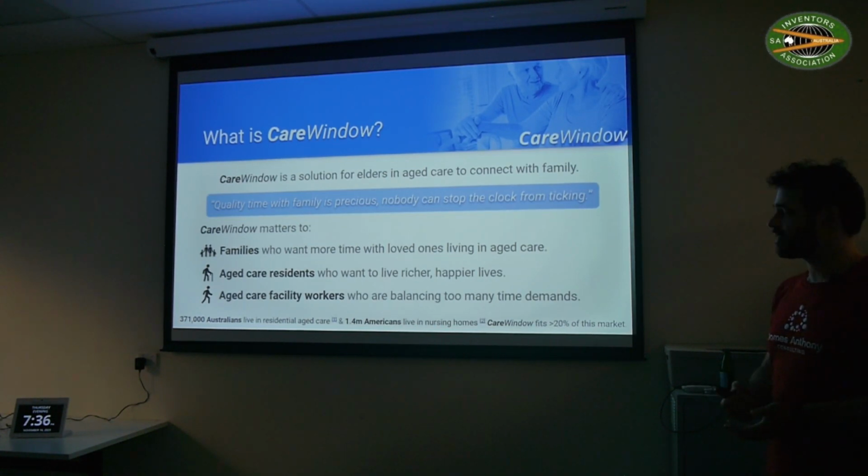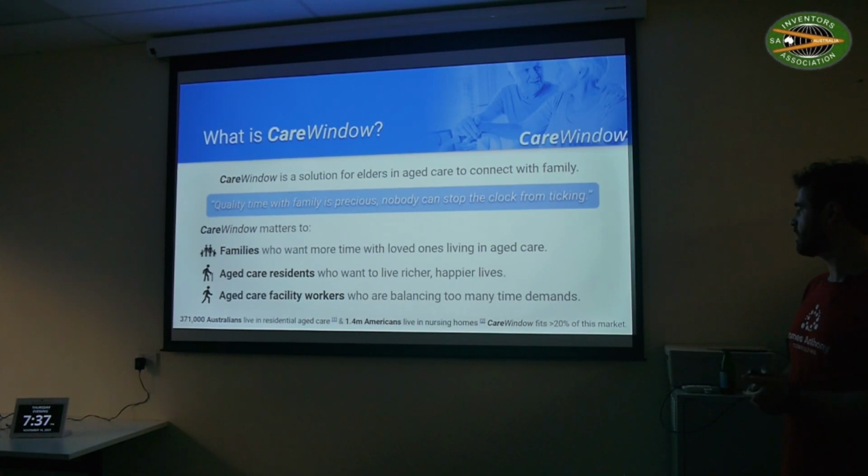The product we've made matters to three groups of people. It matters to families who want more time with their loved ones in aged care. It matters to the aged care residents themselves who want to live richer and happier lives. Aged care is a place we concentrate a lot of people so that we can provide the care we need, but if you're in there, it can feel like someone's put you in a box. Dad certainly had that experience, and my goal is to make it less like that, because sooner or later I'm going to have to go into one of those boxes.